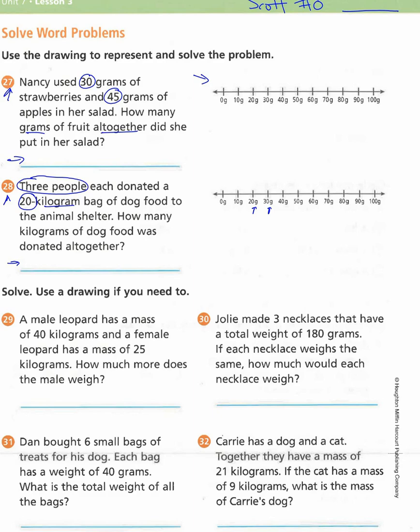Okay, so down in this section, we're going to solve again. Make drawings on a piece of scratch paper if you need to. Here's 29. A male leopard has a mass of 40 kilograms, and a female leopard has a mass of 25 kilograms. How much more does the male weigh?